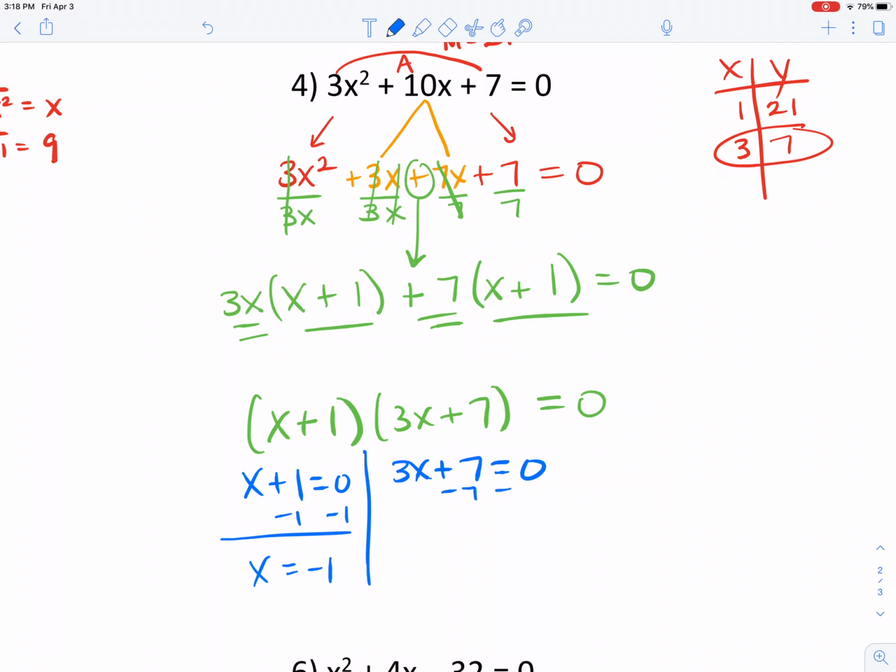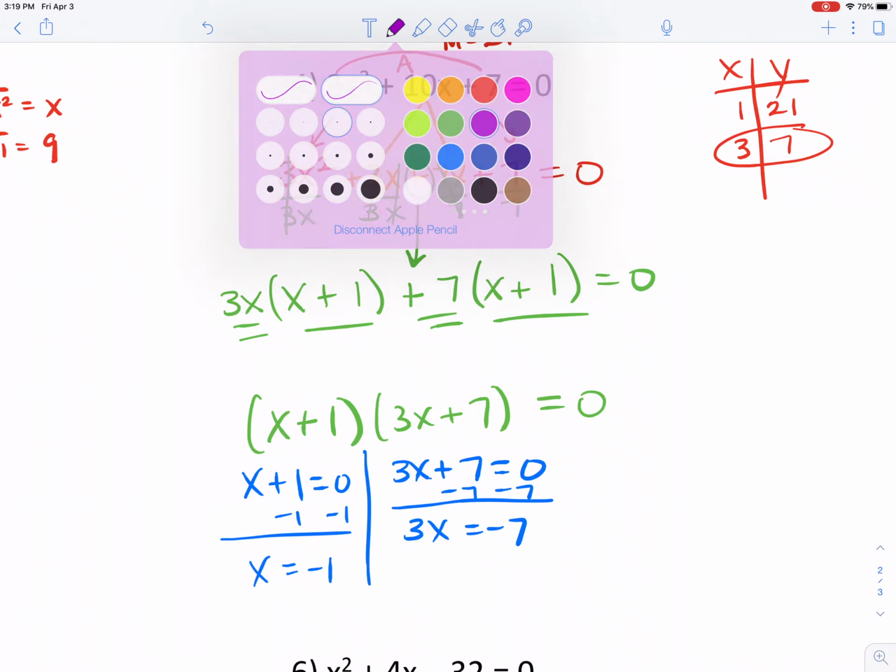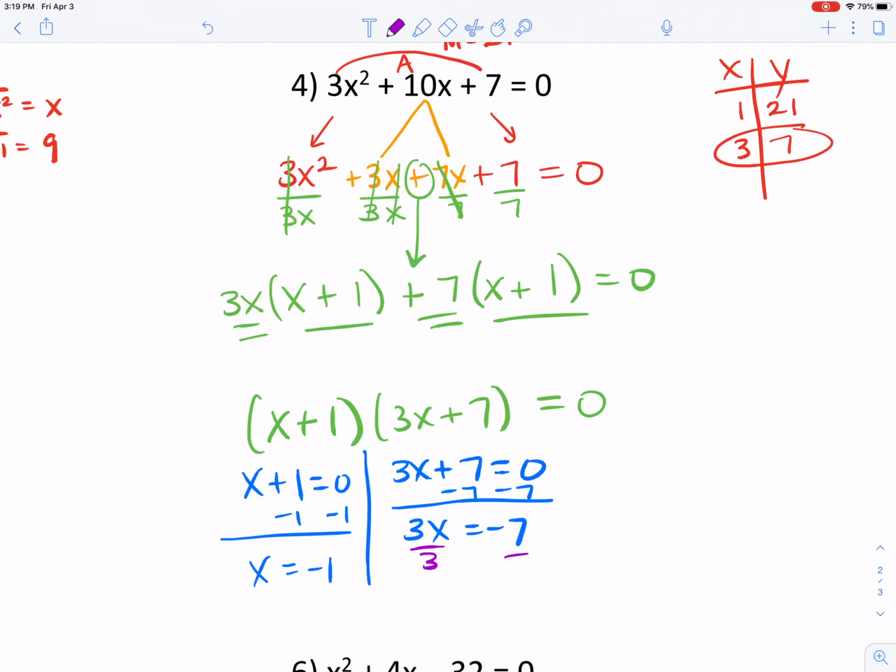I first minus the 7 on both sides, but I have 3x equal to negative 7. Then I have another step of dividing both sides by 3. So x equals negative 7 over 3. If you make it into a decimal, it's going to be a repeating decimal. So I just keep it a fraction. Negative 7 divided by 3. And then I have my negative 7/3, negative 1.